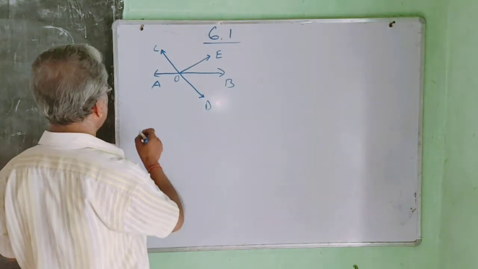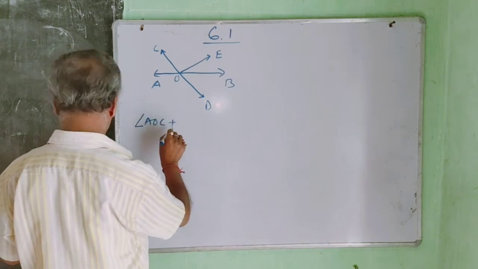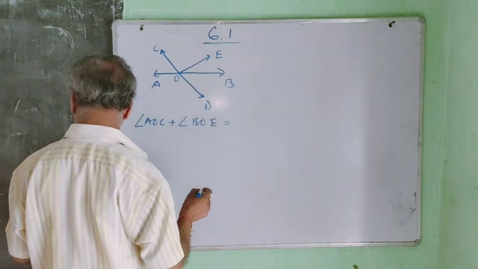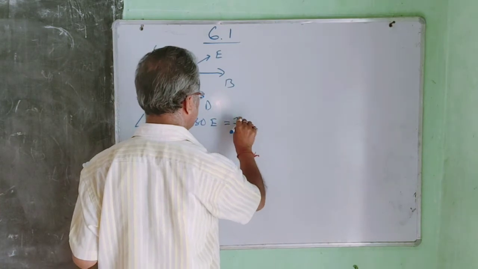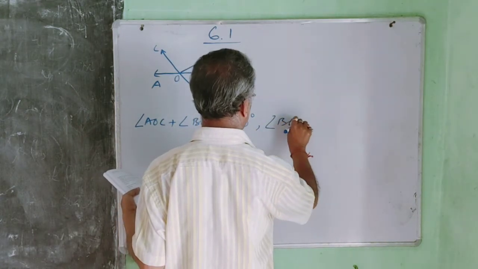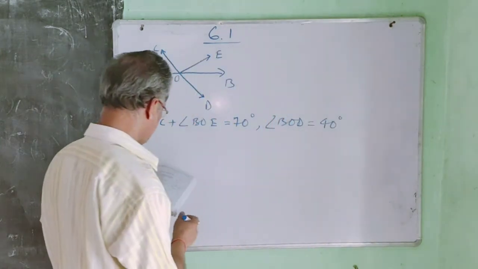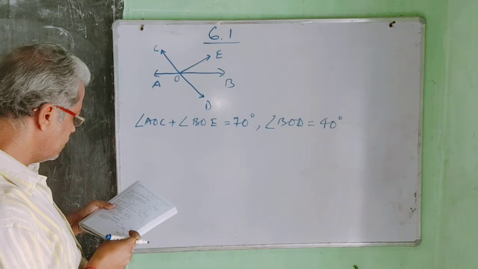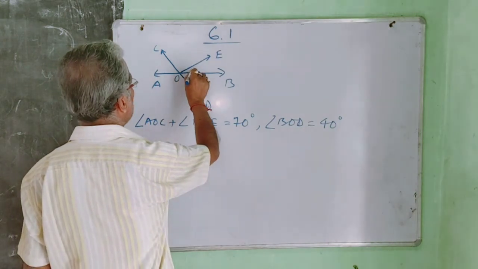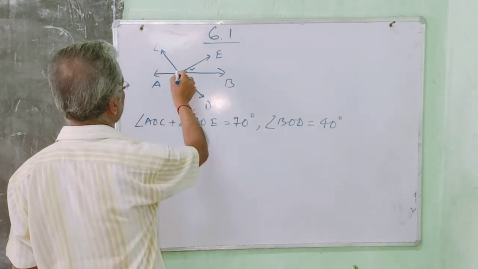And you are given that angle AOC plus angle BOE is 70 degrees, and also angle BOD is given 40 degrees. You need to find BOE and reflex COE. BOE means this one, and reflex COE, that is this one.